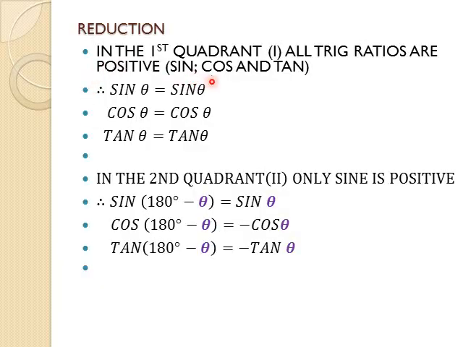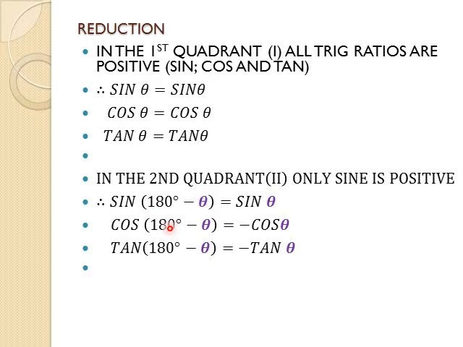So in the first quadrant, all trig ratios are positive. So first quadrant, sine theta, cos theta, and tan theta. However, in the second quadrant, only sine is positive. Right? So if I say 180 minus theta, I'm writing something in the second quadrant, and that then becomes sine theta. Remember, theta is an acute angle that's 90 or less.